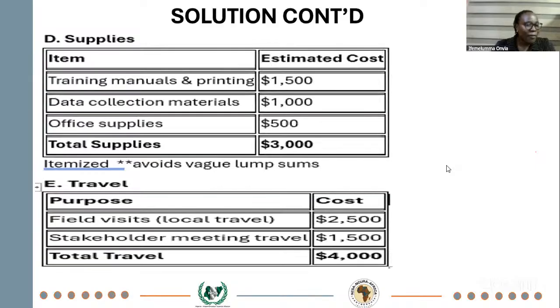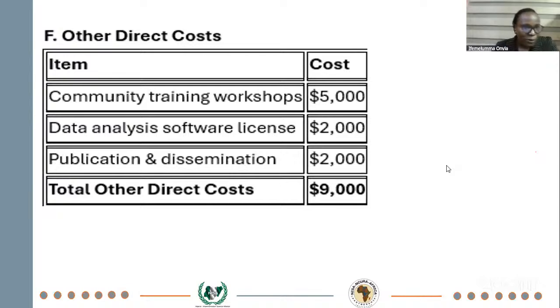Then the next is travel: field visits and stakeholder meeting travel. You see, these travels are directly related to the project. Of course, they will go to the field to collect the data, and then they will have stakeholder meetings with the locals of that site where they are going to collect the data. They have to meet with the stakeholders, stuff like that.